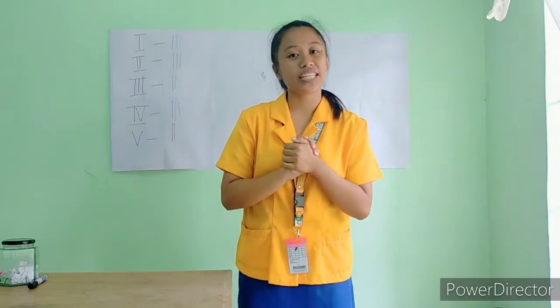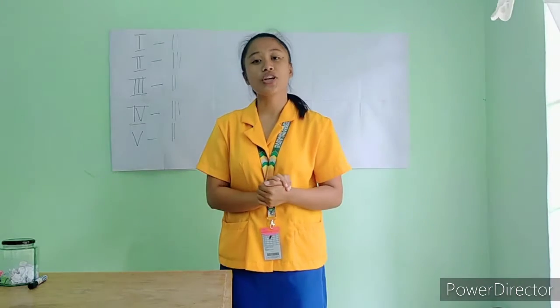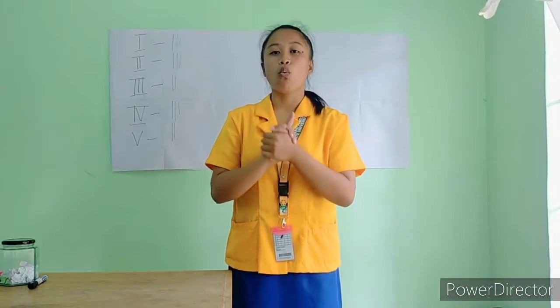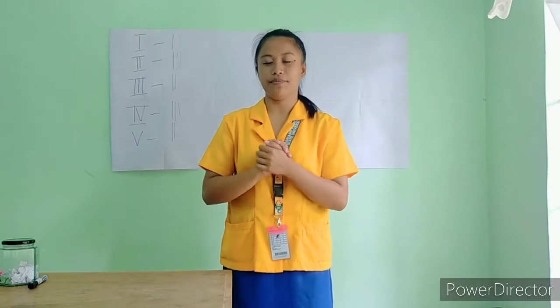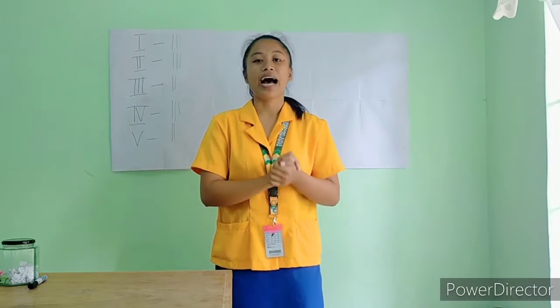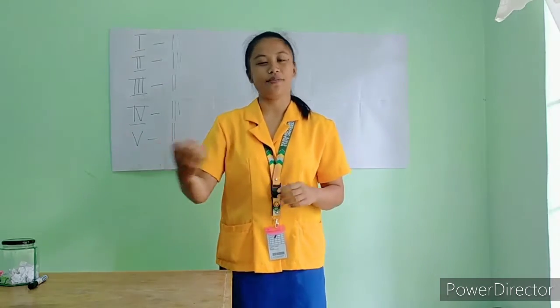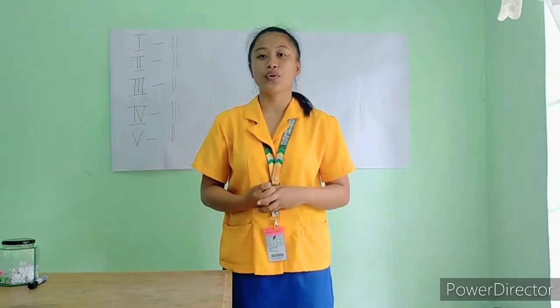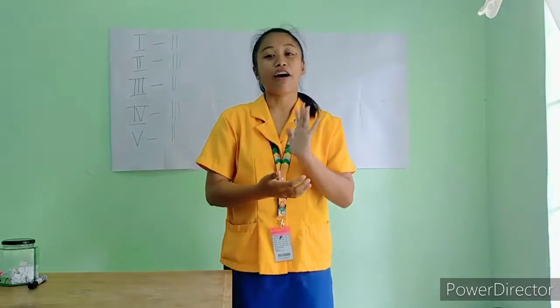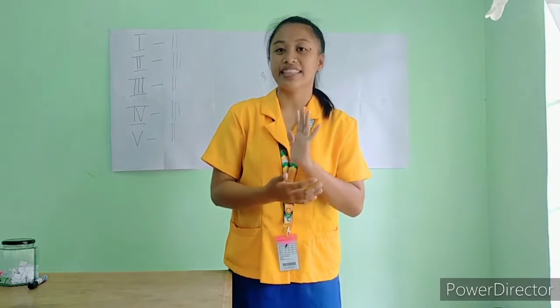Okay, so for the first task, each group will get 1 full sheet of paper. Now, assign 1 or 2 members who will put the paper under the sun, outside. You have to go back and observe the paper after finishing all the tasks.